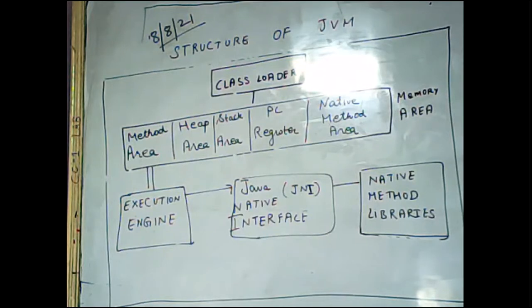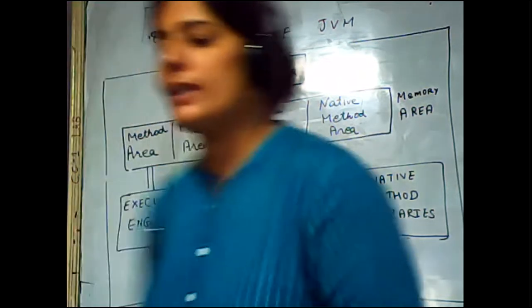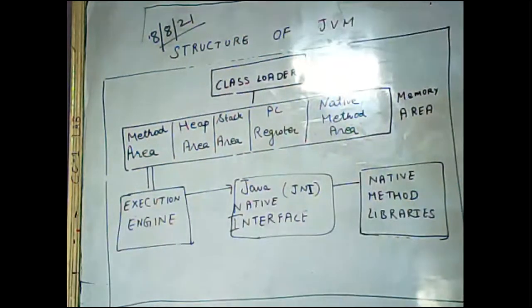We can start with the first part: what a virtual machine basically is. How can we define a virtual machine? We can define it as a machine that is not physically present. Anything that is not physically present can be defined under the category of a virtual machine.